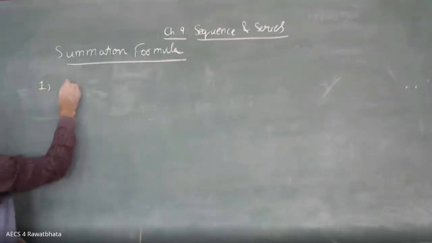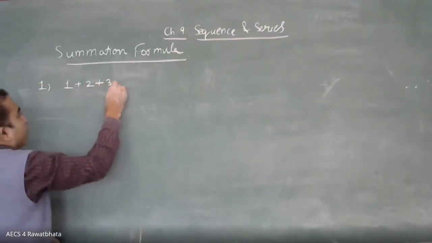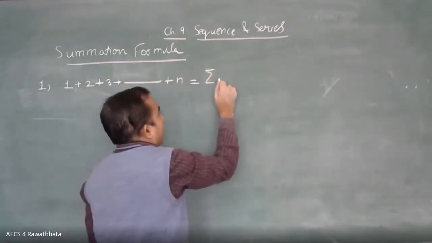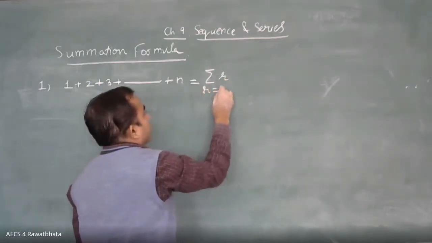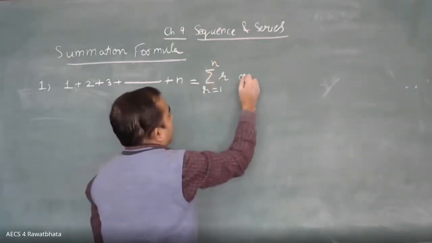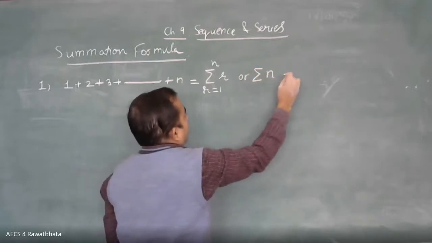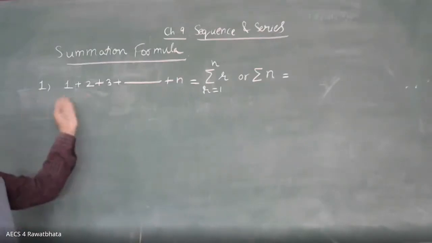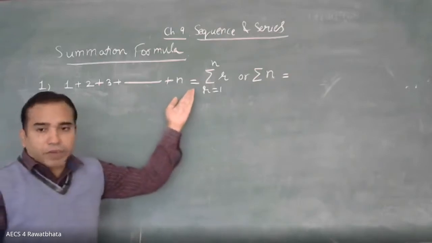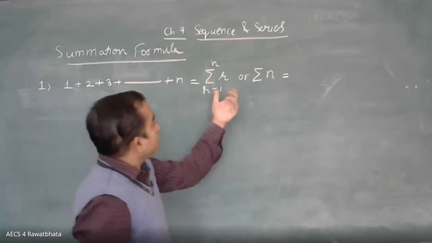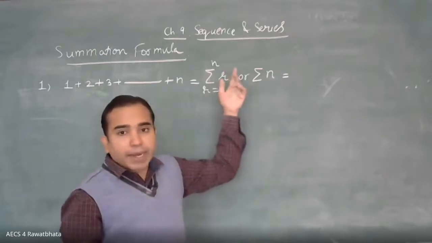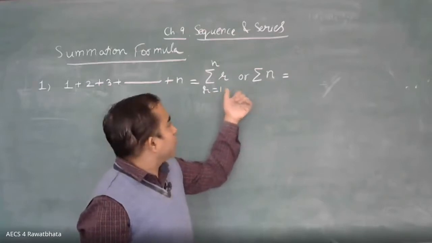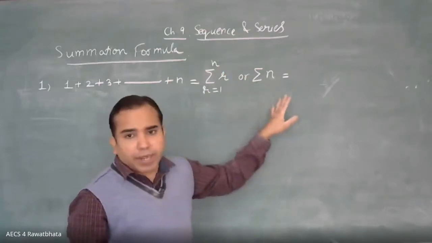The first formula I have: 1 plus 2 plus 3 plus up to n, and this we show by summation r, r running from 1 to n like this, or in simple we write summation n also. It is obvious that n is running from 1 to n, right? This entire series, the sum of first n natural numbers, we denote by the symbol summation r, ranging from 1 to n. This is said to be index, you can say. This is lower limit, this is upper limit. In short, we will write summation n. And there is a formula for this.